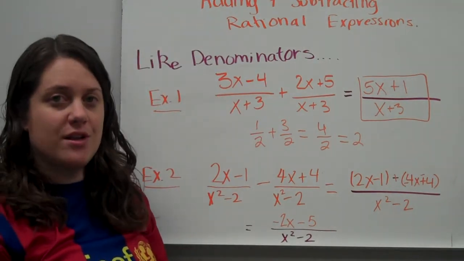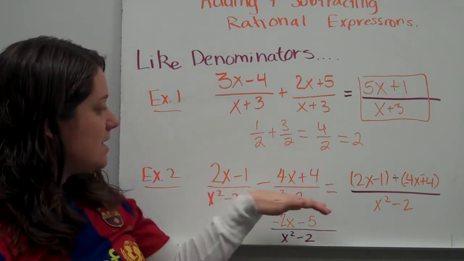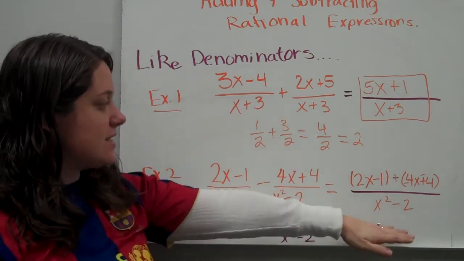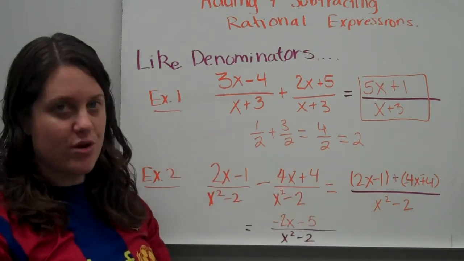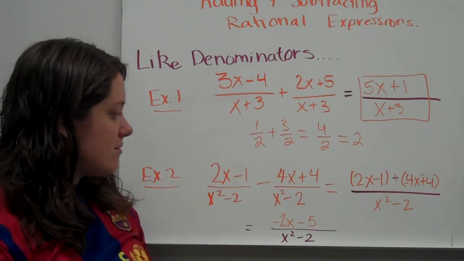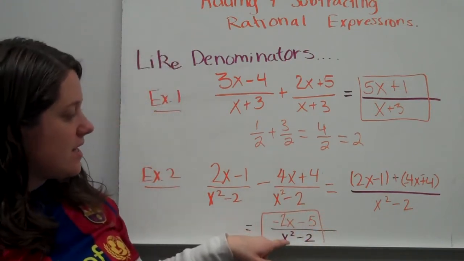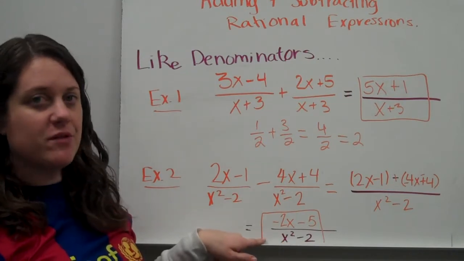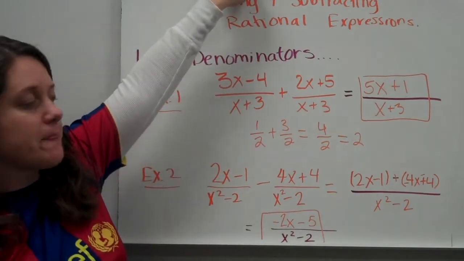It kind of goes back to when you are adding and subtracting polynomials. You keep the denominator exactly the same, and then you subtract the two numerators. So pretty easy. Here would be your final answer. You check if anything can be simplified, but x squared minus 2 can't be simplified anymore, and so nothing else can be canceled out. So that's your final answer.